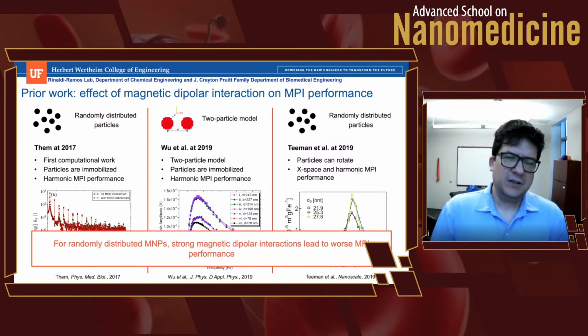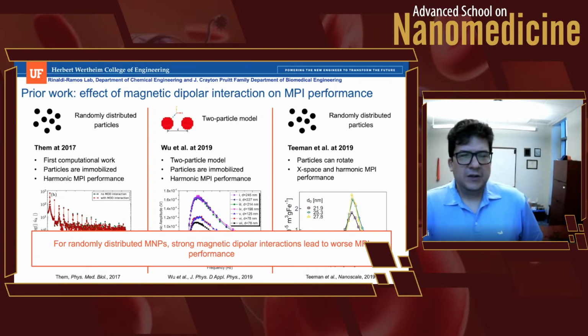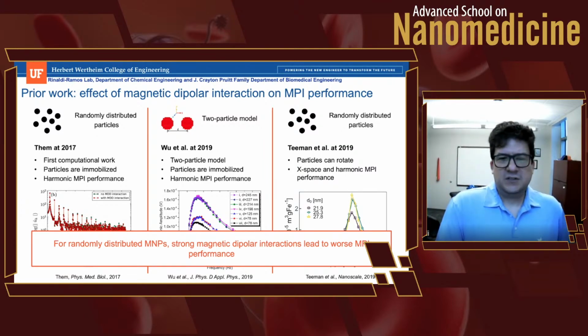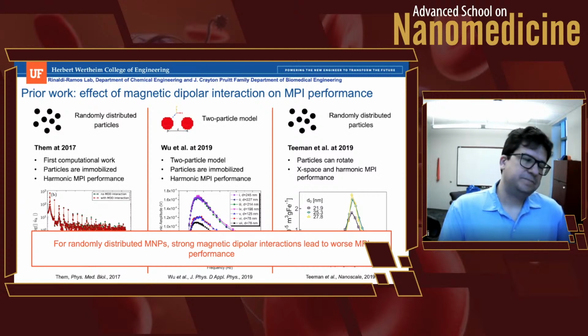An important thing is that for randomly distributed nanoparticles, it seems based on these papers that strong magnetic dipolar interactions lead to worse MPI performance, which is the opposite of what we want to achieve. And so that might be important.